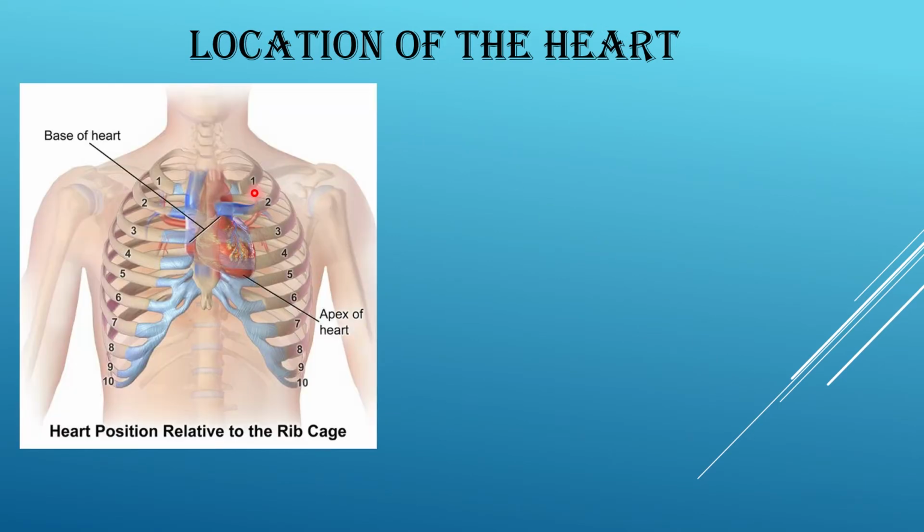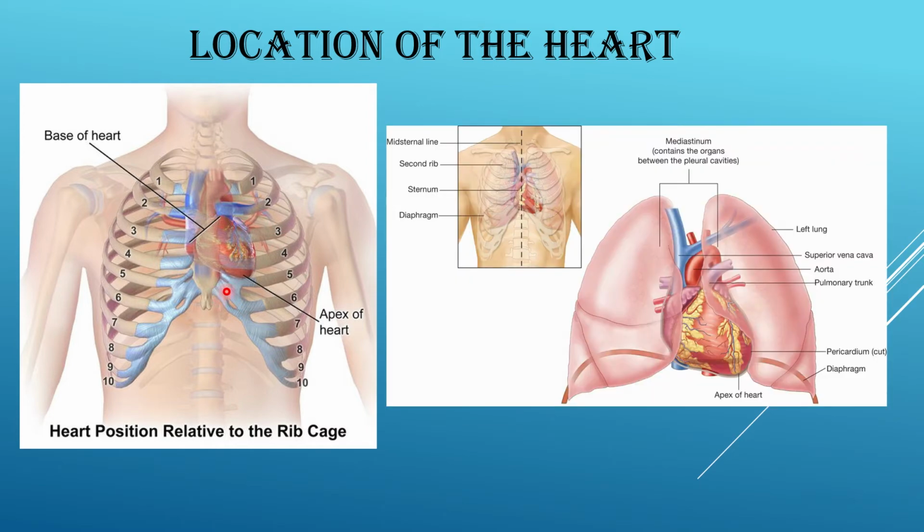As you can see here, the heart is located in the chest cavity within the rib cage, right? The ribs and the sternum are protecting it. And it is right in the center in between the two lungs and above the diaphragm. This is the diaphragm and these are the two lungs, right lung and the left lung.